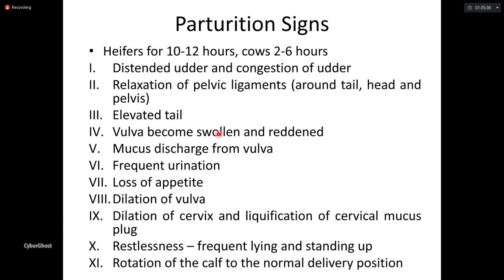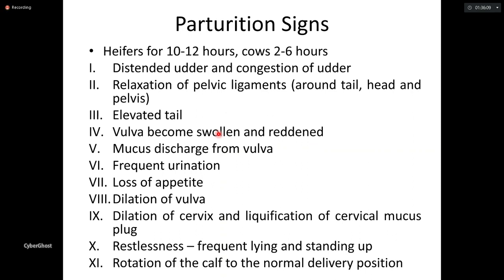They start to relax. The tail starts to elevate, raised up, right? Then the vulva area: if you look at the outside of the vulva, you can see a swollen, reddish-colored vulva, lots of mucus discharging from the vulva, and frequent urination, right? The mother cow stops eating, right? And the vulva area starts to dilate little by little.